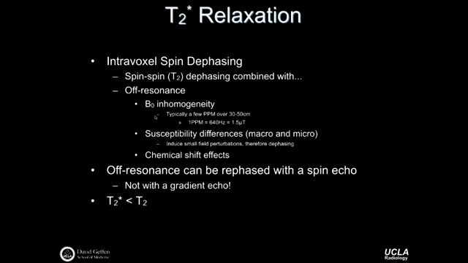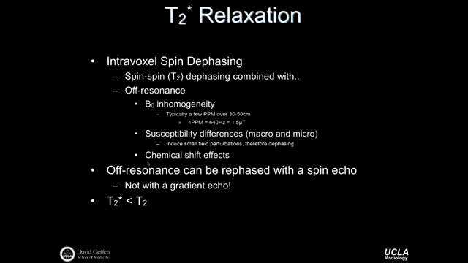So remember that one of the terms that we use is what we call intravoxel spin dephasing. And that's the combination of spin-spin dephasing, which we said is irreversible, but that's combined with sources of off resonance. So we can have it be the case that our B0 is not perfect within our voxel. We can have what we call susceptibility differences, meaning the magnetic susceptibility of tissues is actually different. Lung has a very different effect on the magnetic field than watery tissues, for example. And those will cause field perturbations at the scale of our pixels and tissue interfaces.